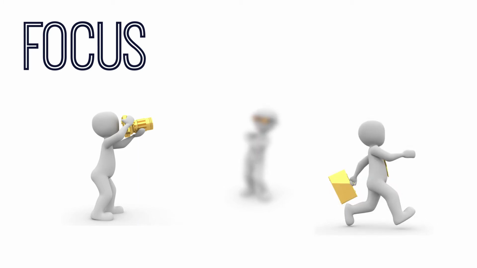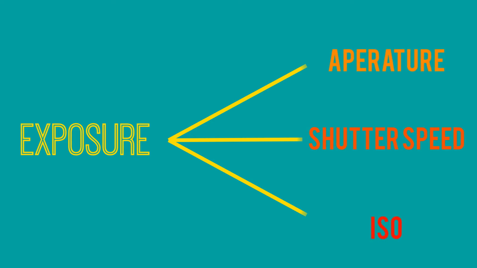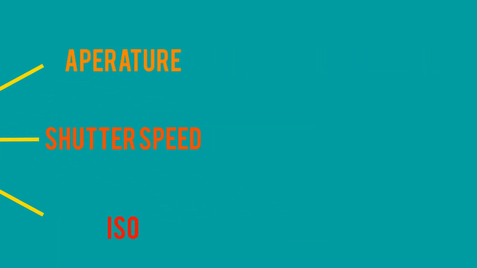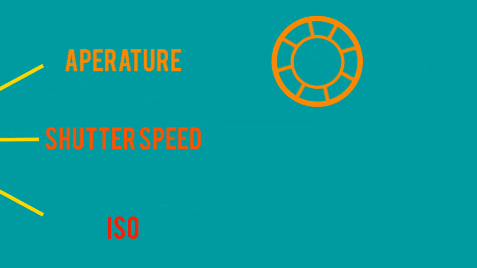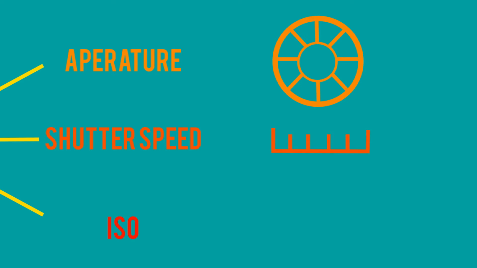The second element, exposure, refers to the amount of light you're taking into your image. On a fully functional camera, the three things which control exposure are aperture, shutter speed, and ISO. Aperture means how big the opening on the lens is when it takes in light. Shutter speed controls how long that opening stays open when it takes a picture, and ISO affects how much the camera digitally brightens the image.